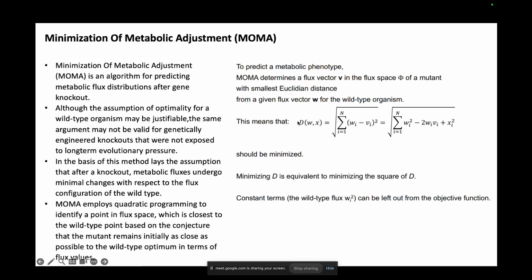Minimizing d is actually equivalent to minimizing the square of d, which becomes easier to handle. And constant terms like the wild type flux wi can be left out of the objective function. You can replace wi in terms of vi and other things. Because this is constant, there is no point of keeping it in the objective function.